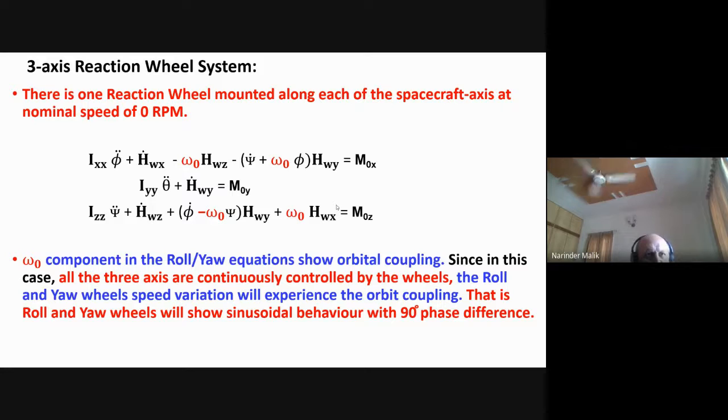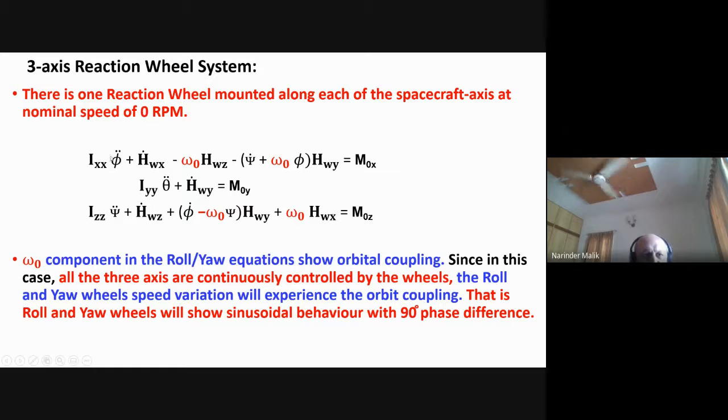Now let us come to the three-axis reaction wheel system. There is one reaction wheel mounted along each axis of the spacecraft, and the nominal speed of the reaction wheel is 0 to start with. As time increases, the wheel speed will change because of disturbance torque. Now the same equation, including all three wheels, can be written like this. Again, the pitch axis is decoupled from the roll and yaw axes.